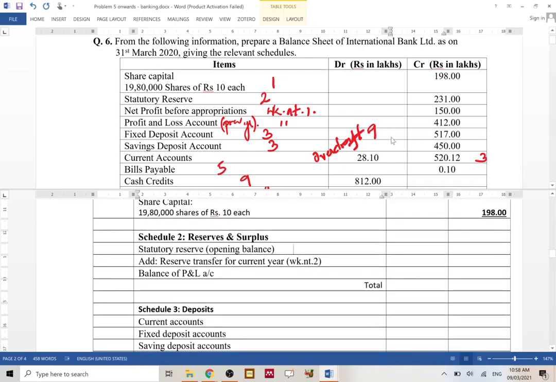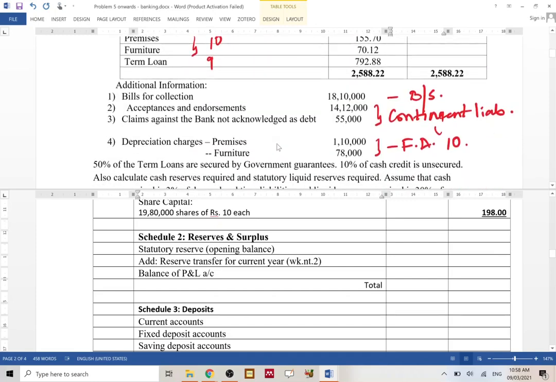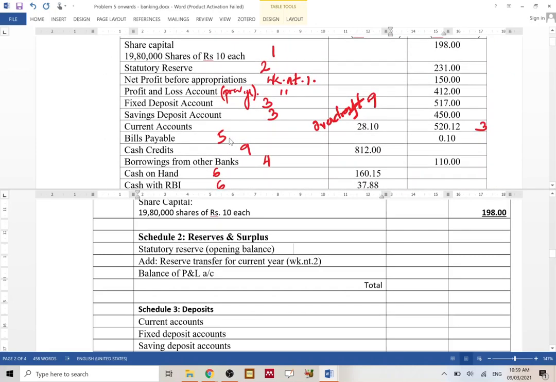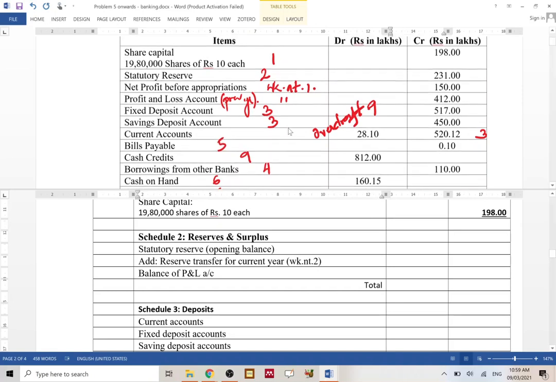Statutory reserve given in the problem 231, and then of course no percentage is mentioned as to how much to transfer, but we know that it's sort of a default thing that 20%, if nothing is mentioned in the problem, 20% will be transferred to the statutory reserve. Okay, so this statutory reserve given to you is the opening balance. We write it here 231.00, and how much to transfer the current year, we will see it accordingly when we do the working notes.